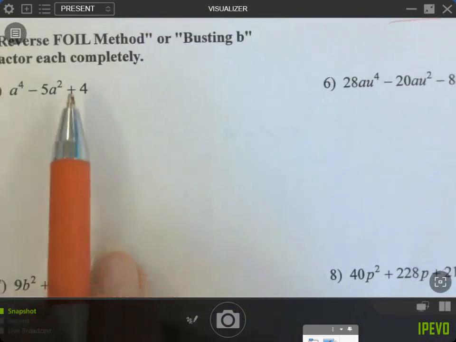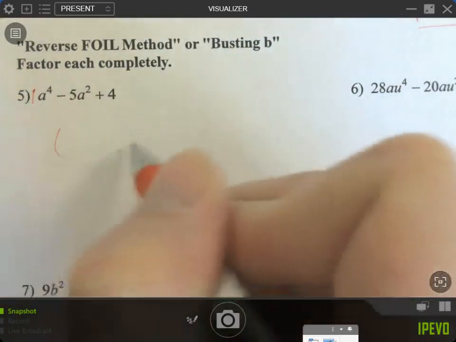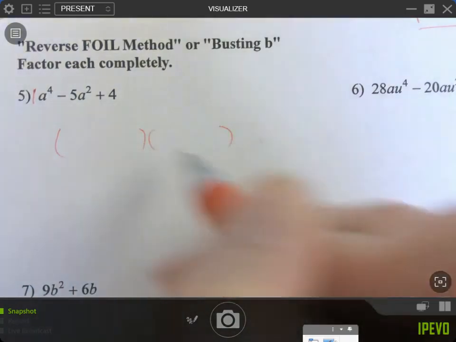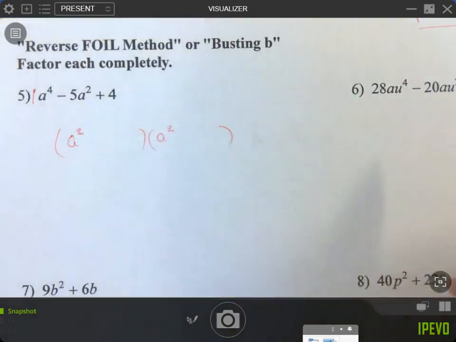All right, now, this next set of problems I have, you can use reverse FOIL or breaking up B. This first one, it's real basic because your coefficient is 1, and I'm not going to do it for you, but I will tell you that that a to the 4th needs to be split evenly as a squared and a squared.